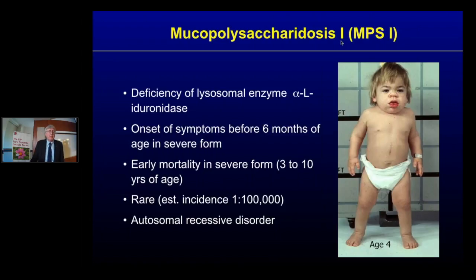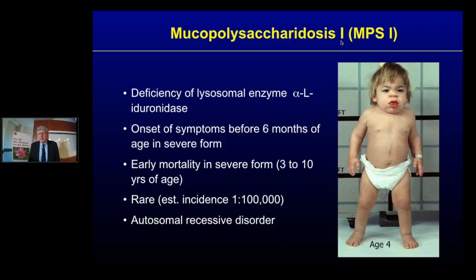So MPS I, deficiency of the enzyme iduronidase. Onset occurs prior to 6 months of age in the severe form, Hurler syndrome, and these patients, if untreated, will die between 3 and 10 years of age of overwhelming neurological and physical disease. It's a rare disorder, estimated incidence of 1 in 100,000, and autosomal recessive.